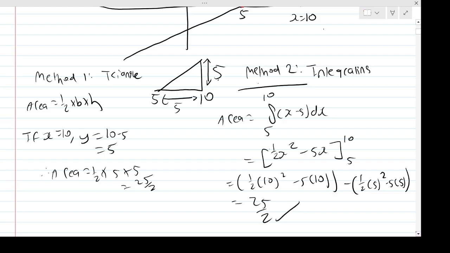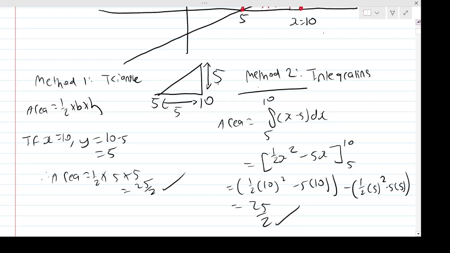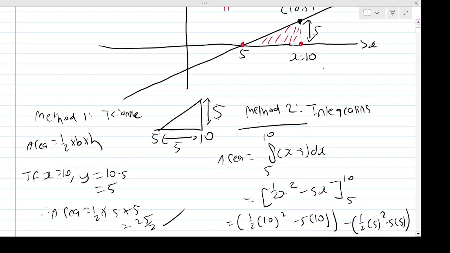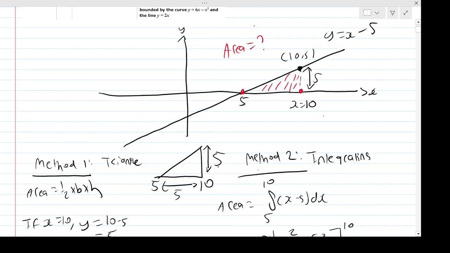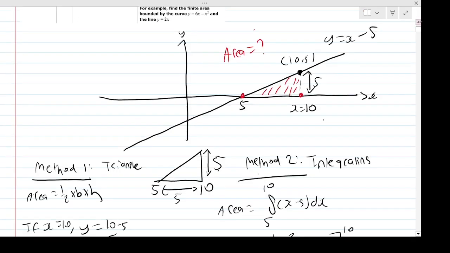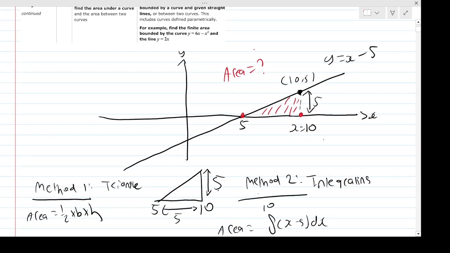That's great. So we've got two different ways of approaching these problems where we want to find an area under a line. We can construct a triangle and then work out the base and height, and then do half base times height. Or we could integrate. Integrating is, I think, the safer option.